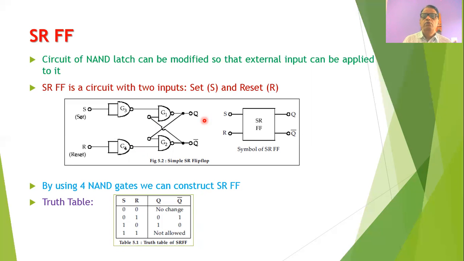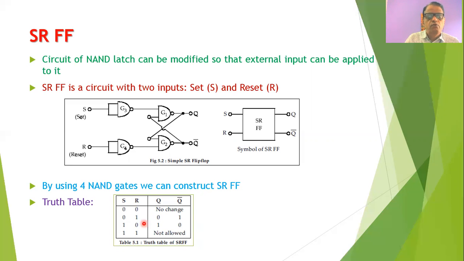If the output Q is initially 1, then it will get converted into 0. And therefore, when S is equal to 0 and R is equal to 1, the output Q will become 0 and Q bar will become 1. And this state of the SR flip-flop is being called a reset state, because the output Q becomes 0, and therefore this state is being called a reset state.